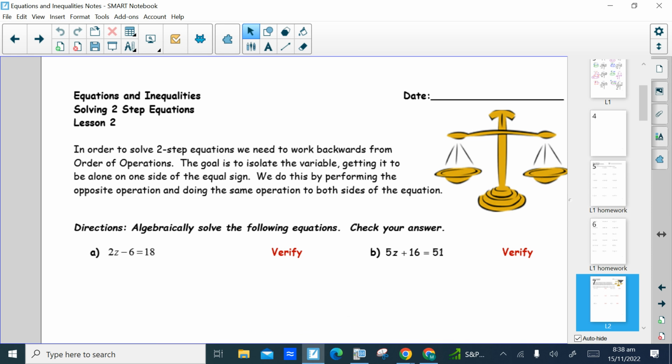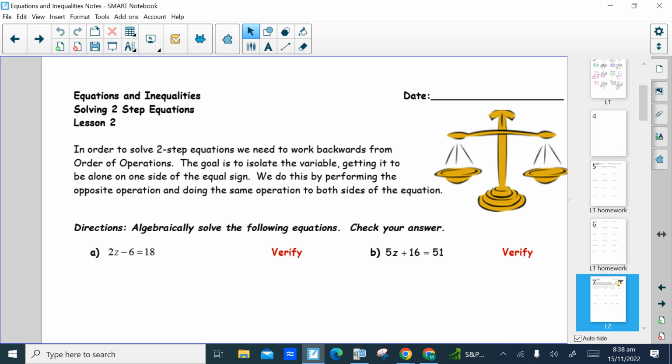So yesterday we started looking at solving equations. And again, what we're trying to do is find the value of the variable. The variable is a letter, an unknown value that's part of an equation. We're trying to find the value of that variable that makes the equation true. So yesterday we did one-step equations where there's only one step involved in solving it.